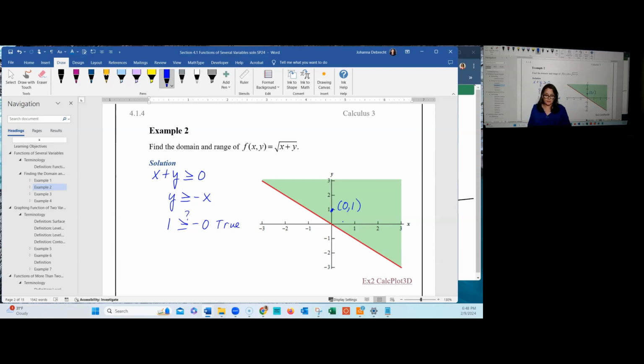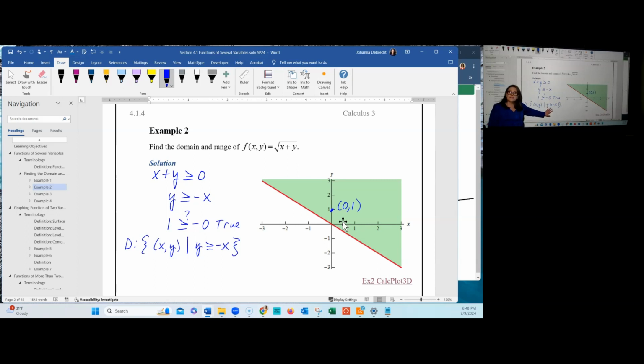So when I write down the domain for this one, again, what I can do is write down the equation giving the domain in terms of the ordered pairs. The domain is the set of all x, y, long vertical bar, such that y is greater than or equal to negative x, or you could have written x plus y greater than or equal to 0. Either of these is fine.